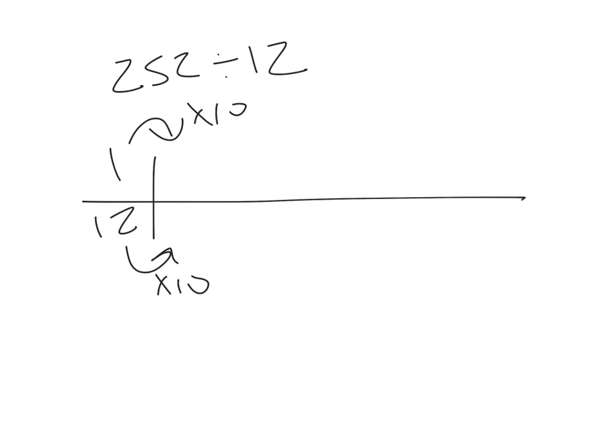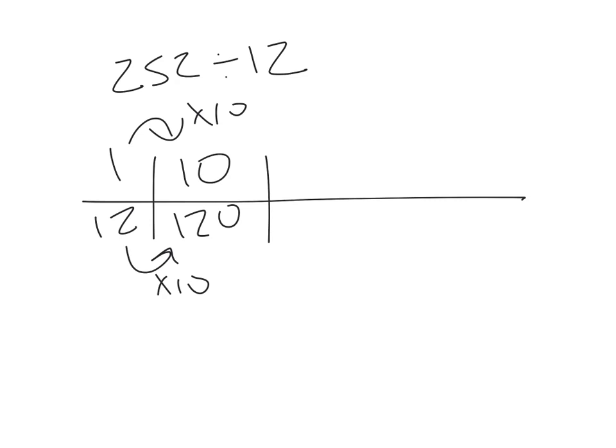So I'm going to multiply by 10 top and bottom. That'd be 10, and down below would be 120 because 12 times 10 is 120. Now again, my goal is to get to 252. And I know so far I'm about halfway there.